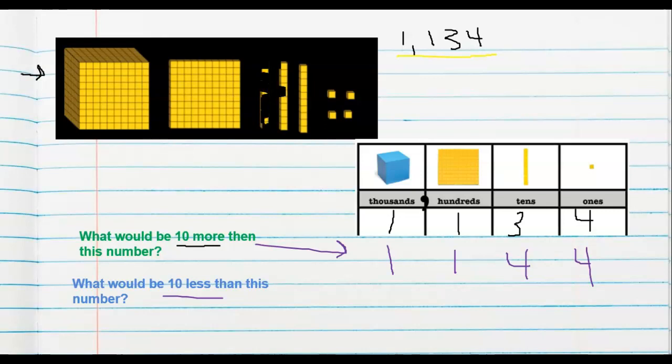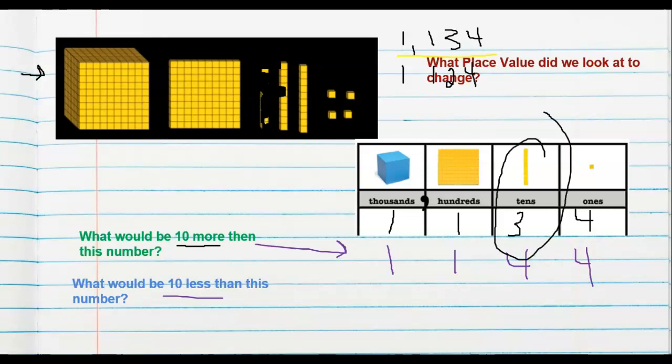Take away a 10. All right, so what would that change our number to? To 1,124, right? Because I took away a 10. So what place value changed when we did it? It was our tens place. Our tens place changed because we were adding 10 more or 10 less.